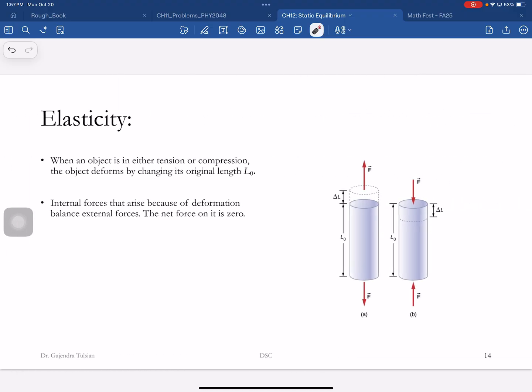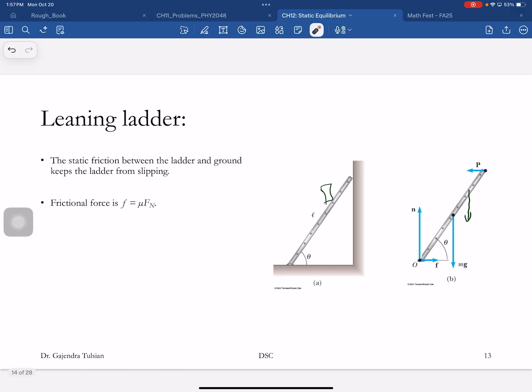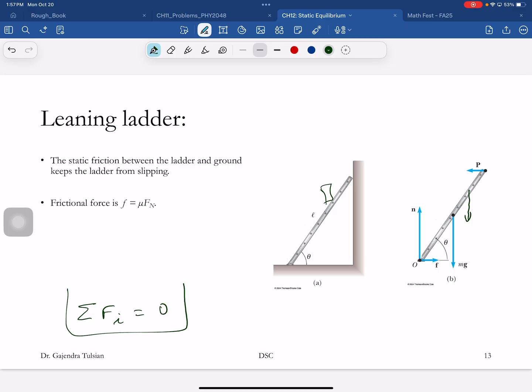All right, so that was the equilibrium part. That was the first part of the chapter. The sum of the forces on an extended object needs to be equal to 0, and the sum of the torques of these forces needs to be 0 for the object to be at rest.